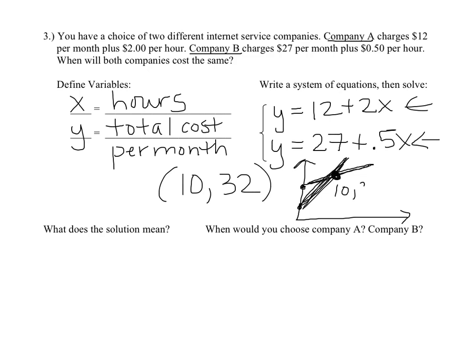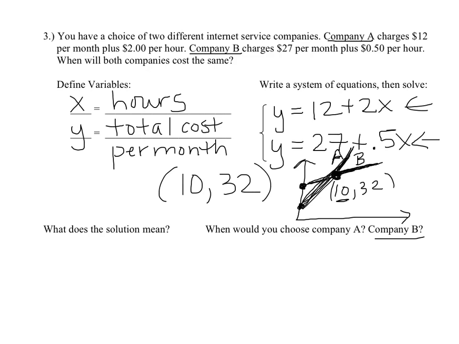So after 10 hours, it costs $32, right? So now look at what happens after that point right there. This right here was the one that had the lower y-intercept, but steeper slope. That's company A. And then this right here had the higher y-intercept. That's company B. So which company is going to be cheaper after 10 hours?